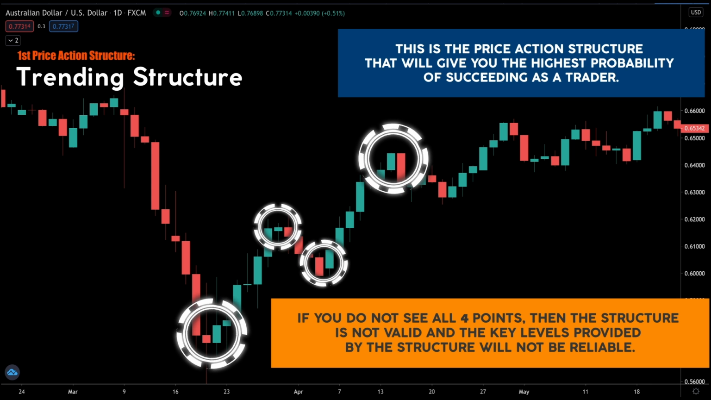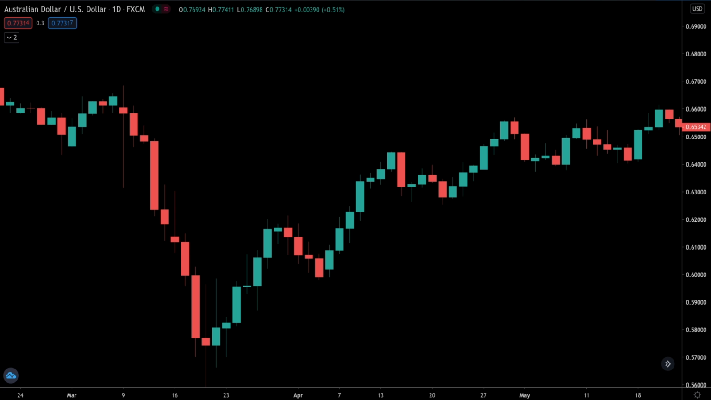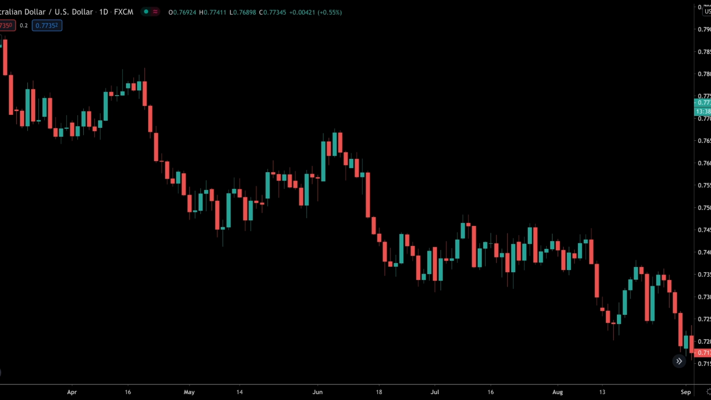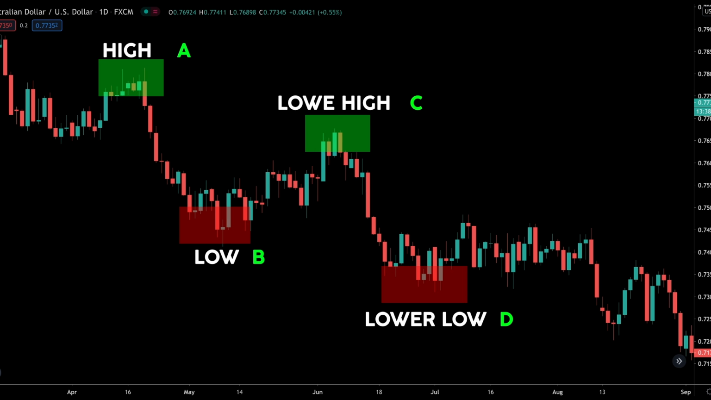points have been established. Now, in the bullish trend structure, you should see a low, a high, a higher low, and finally a higher high. And in a bearish trend structure, you should see a high, a lower high, and lastly a lower low. If you study Elliott wave or any other form of wave counting, it is otherwise known as A, B, C, D. I won't go into the details of that here because that's not the aim of this video.